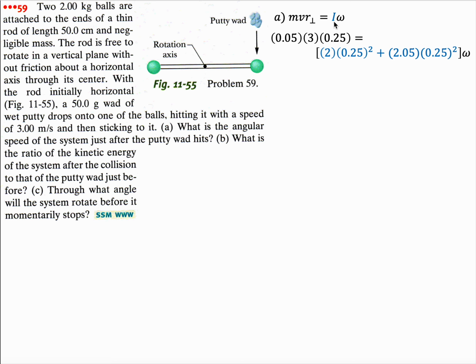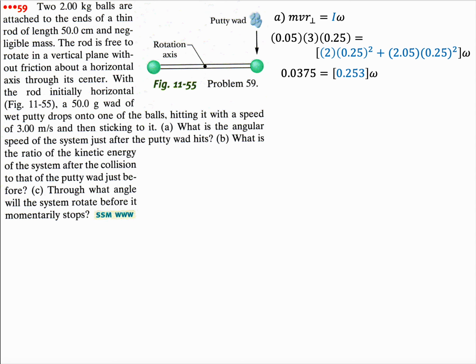And that's going to equal the rotational inertia afterwards. Now, the trick to this one is the rotational inertia is both the rotational inertia of the two green masses, which is going to be 2 times 0.25, plus the other one, sorry, I had to think for a second. The other one, which is now going to be 2.05 because it's got the clay stuck to it. Distance is still 0.25 times the final omega.